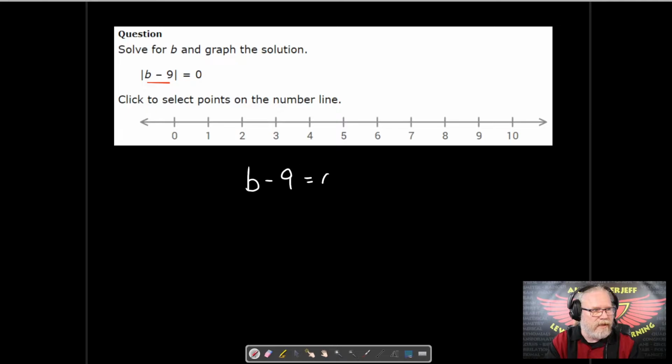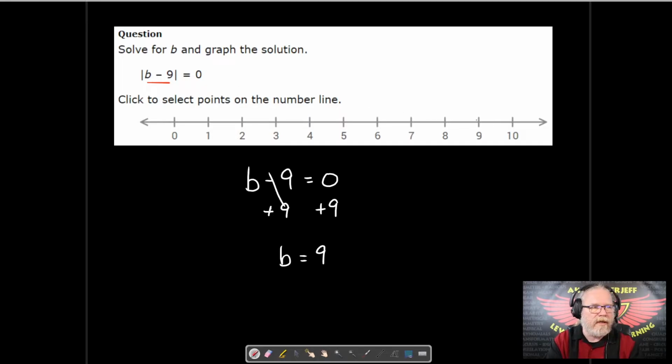And we'll set that equal to 0, right? It's because we're only going to have one solution because there's no positive and negative 0. There's just 0. Let's add 9 to isolate that variable b. And what we do to one side, we do to the other. Negative 9, positive 9 cancels each other, leaving b on the left. And 0 plus 9 is 9. Therefore, my answer is b equals 9.